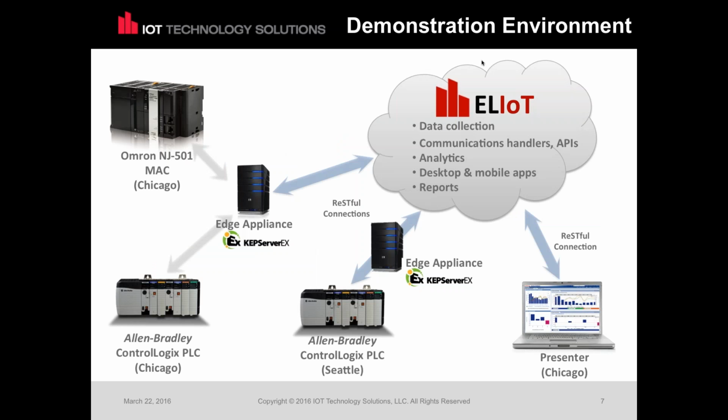So you see ELIoT there, that's our cloud system, that's our platform collecting the data and running the things you're going to see. We actually have three automation machines running here. One is an Omron NJ series running in Chicago. Another is an Allen Bradley ControlLogix PLC, also running in Chicago. They're both connected to a single edge appliance running the IoT Gateway, part of KEPServerEX. Then we also have another Allen Bradley ControlLogix PLC in Seattle, also running through a different edge appliance, reporting data in.